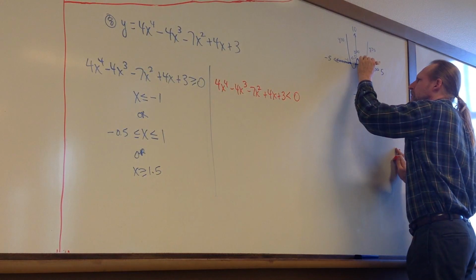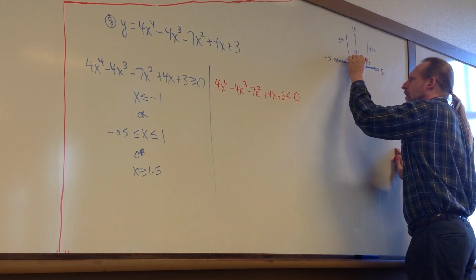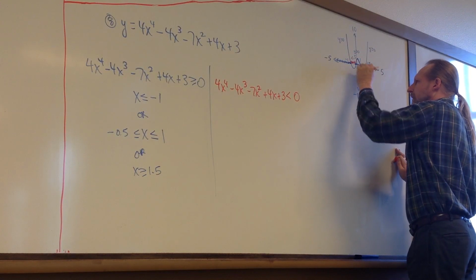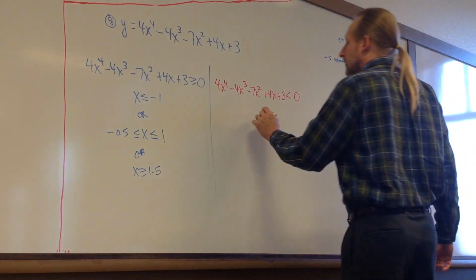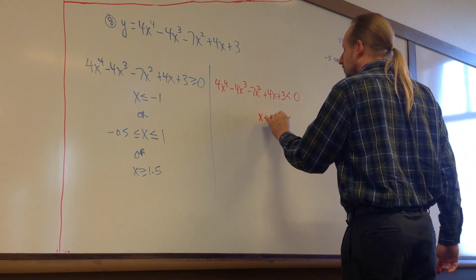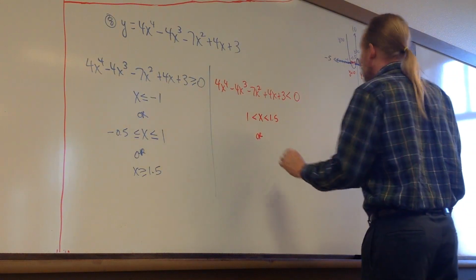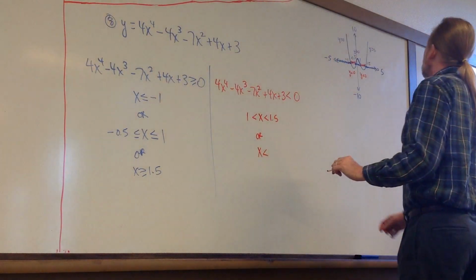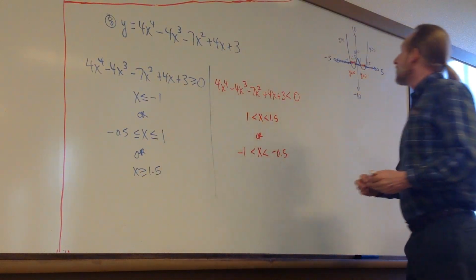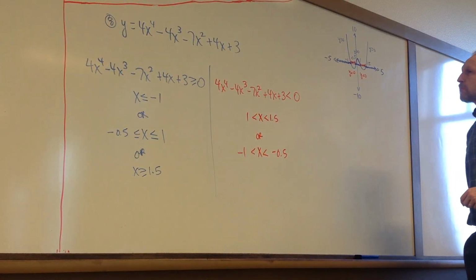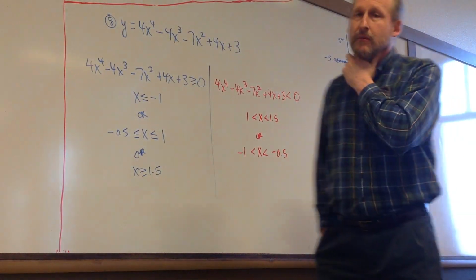And then you've got these two regions, one here and one here. That's where the y's are negative. And so let's see, those are going to be x less than 1.5 but greater than 1, or x less than -1/2 but greater than -1. Okay, so that's the basic idea for these problems.